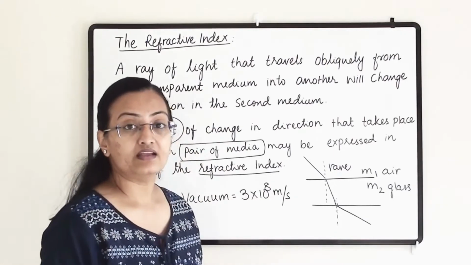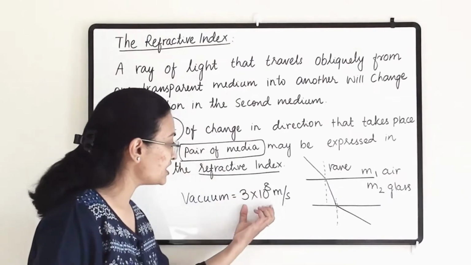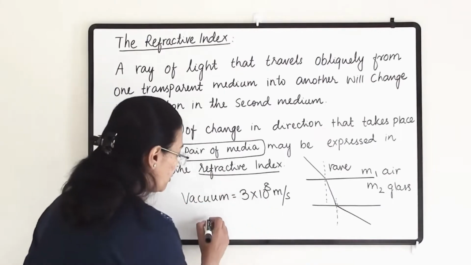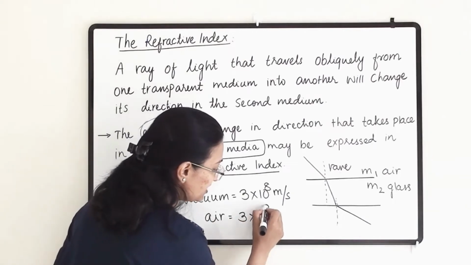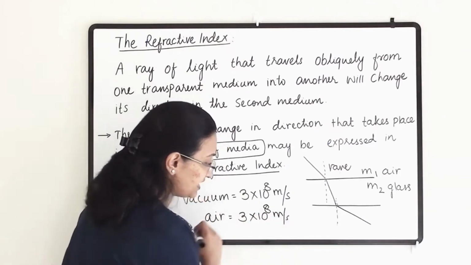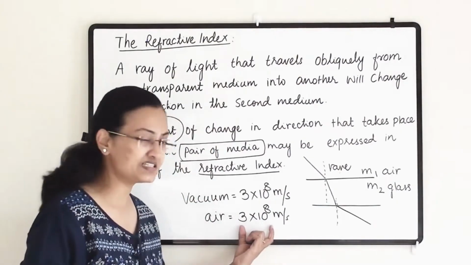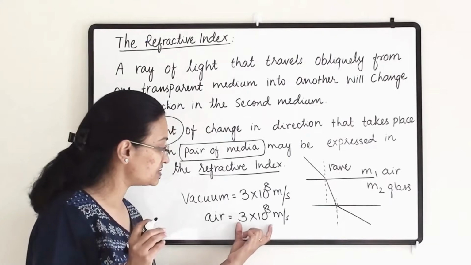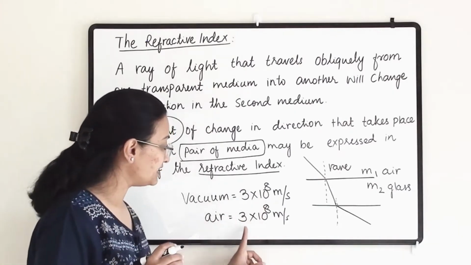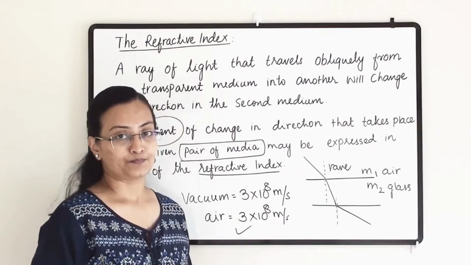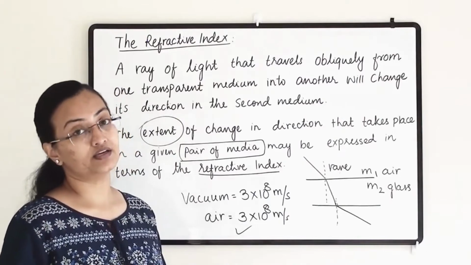Now in air, the speed is marginally less, so it is almost equal to vacuum. So in air also we are taking the speed of light as 3 × 10^8 meters per second. Actually, if we go into the physical quantity, it is a little less compared to this, but it is almost equal to this. So we are taking the speed of light in air as this. Now this speed is much less in water and in glass.